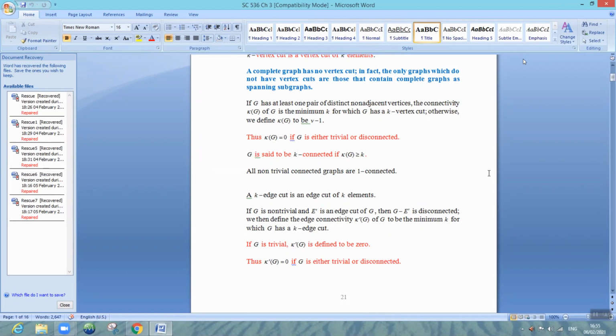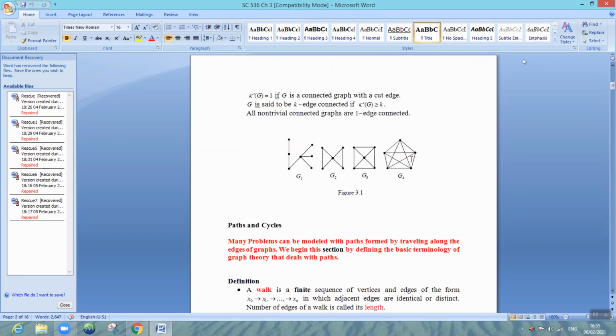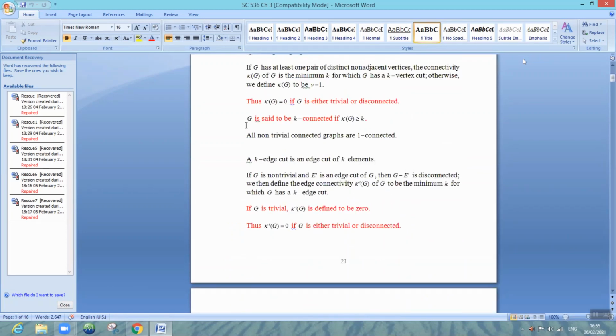If you take any non-trivial graph, non-trivial meaning you have at least some edges, then if you take these four graphs, these are non-trivial, not a trivial graph or null graph. To disconnect this one, we have to remove one vertex. Here you have to remove at least one vertex. Here we have to remove at least three vertices. Here we have to remove all vertices. So for all non-trivial graphs, one-connected means to disconnect, one is the minimum. At least you have to remove one vertex to disconnect.